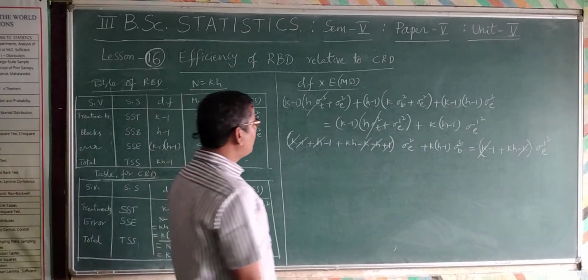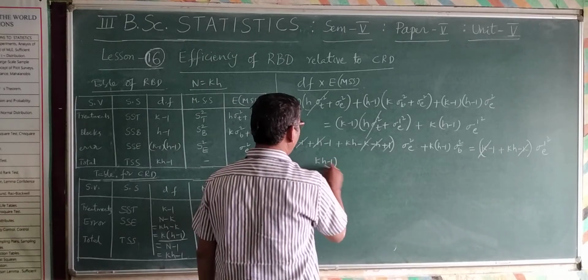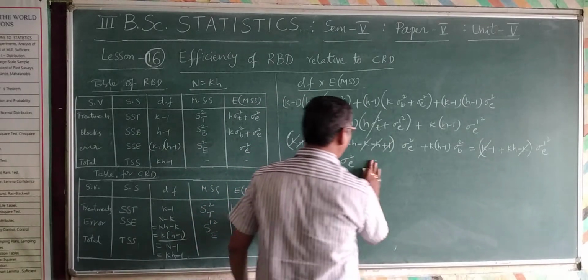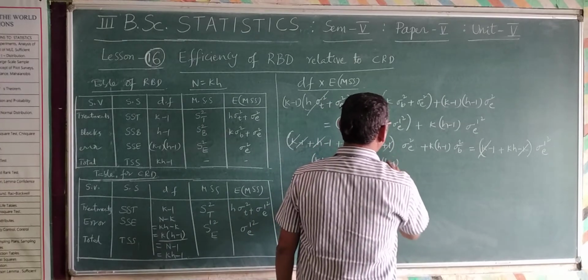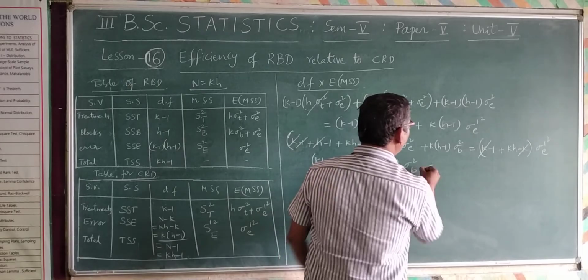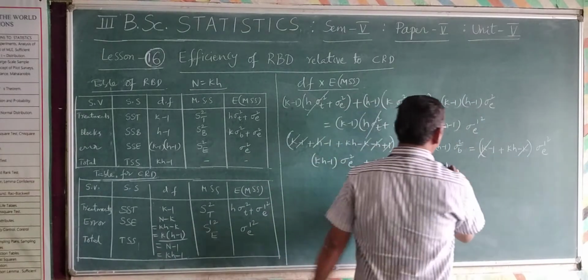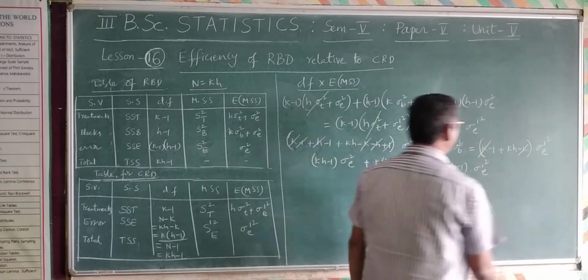What is the term left here? Here kh minus 1. So kh minus 1 into sigma square e is equivalent to the right hand side, and one more term, plus k into h minus 1 into sigma square b. On the right hand side term, kh minus 1 again remains, multiplied by sigma dash square e.